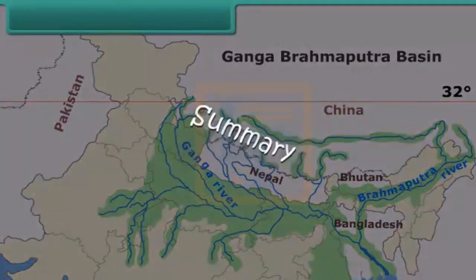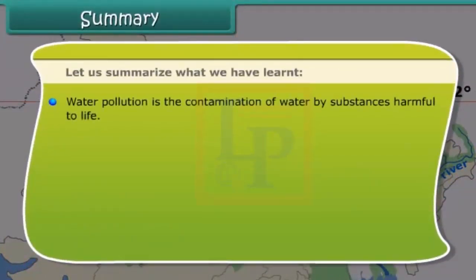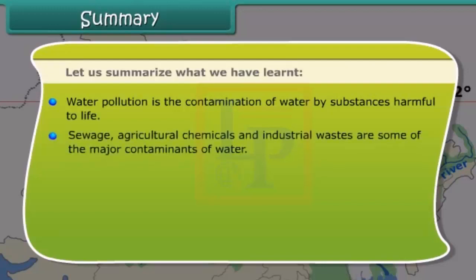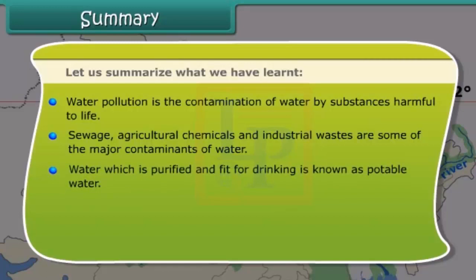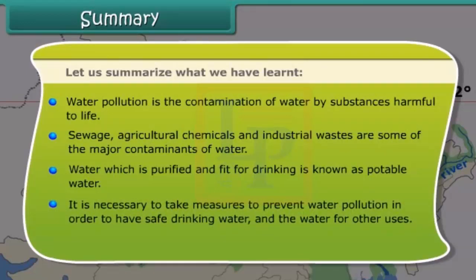Summary. Let us summarize what we have learned. Water pollution is the contamination of water by substances harmful to life. Sewage, agricultural chemicals, and industrial wastes are some of the major contaminants of water. Water which is purified and fit for drinking is known as potable water. It is necessary to take measures to prevent water pollution in order to have safe drinking water and the water for other uses.